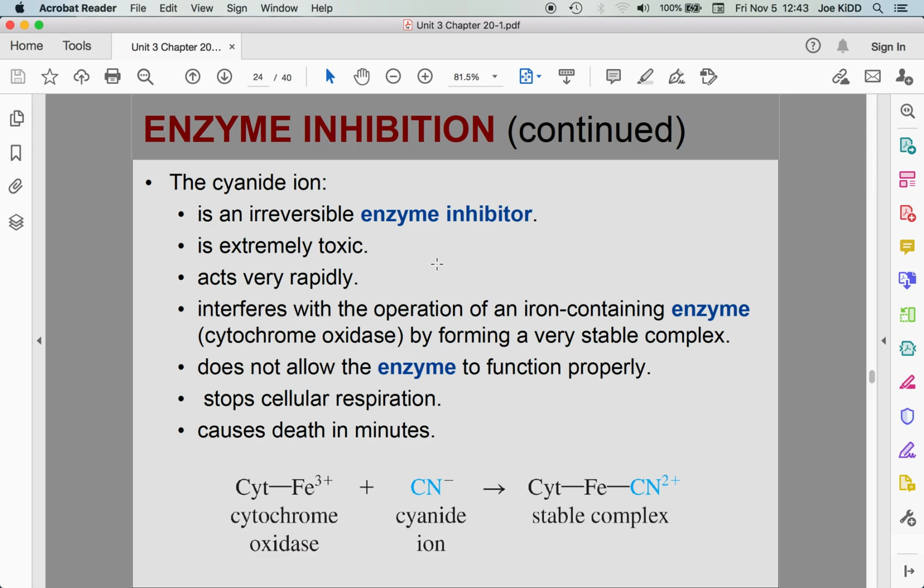So the iron in our body and cytochromes, it's an iron 3 ion. And this iron is used to complex with oxygen as it flows through our blood during cellular respiration. However, what will happen is the cyanide will bind very, very tightly to the iron. And when it does that, this iron is no longer available to bind with oxygen during cellular respiration. So you can imagine that you will essentially suffocate due to cyanide poisoning.